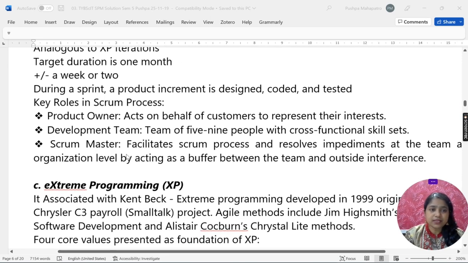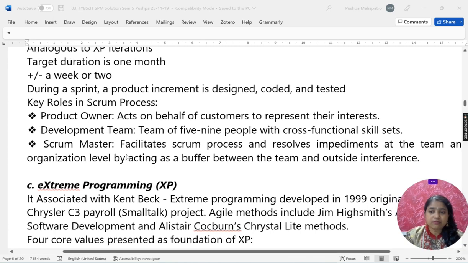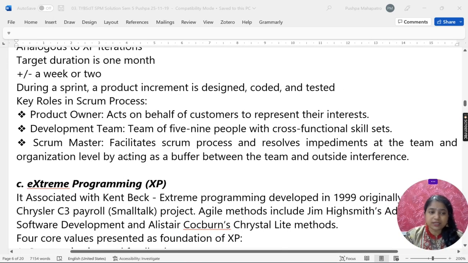Then there are different roles. We have the product owner, who acts on behalf of the customer to represent their interest. Then we have the development team of 5 to 6 people who are skilled in a particular work and are ready to complete that particular sprint. Then the scrum master, the person who leads the team.